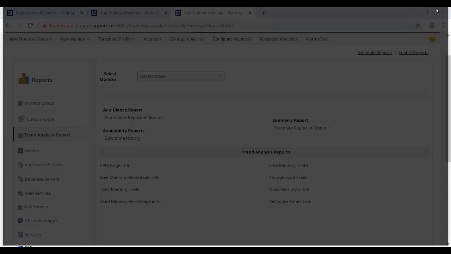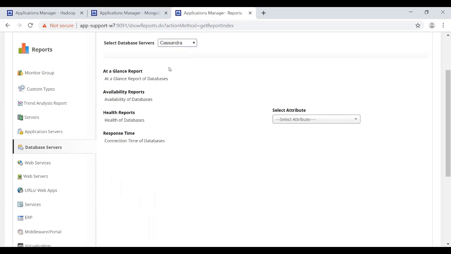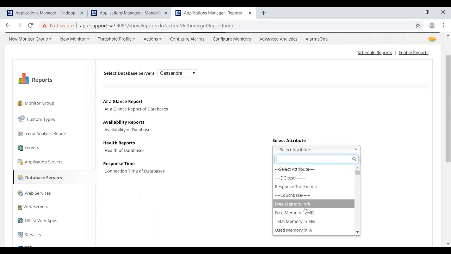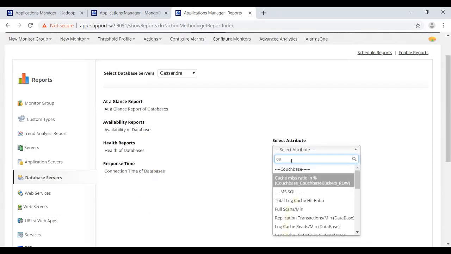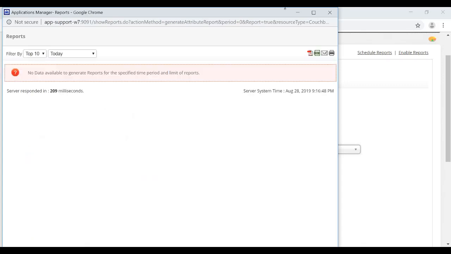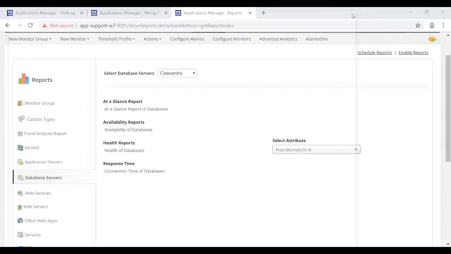Let me just quickly click on the database report. So you see all of the databases listed here. I'll just click on Cassandra, and here you can find the attributes that you want to collect for, or the attributes that you would want to see metrics for. Let me just click on health of databases. Right here, you can see the various instances of Cassandra and the health statistics. So yeah, in the database server tab, you can get the data for all of the databases that are added within your Applications Manager instance.